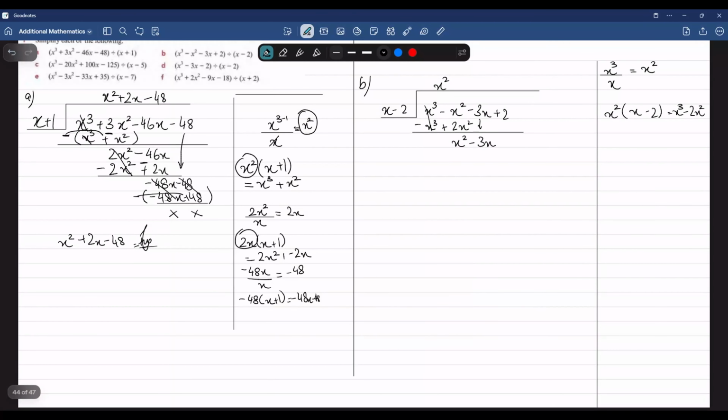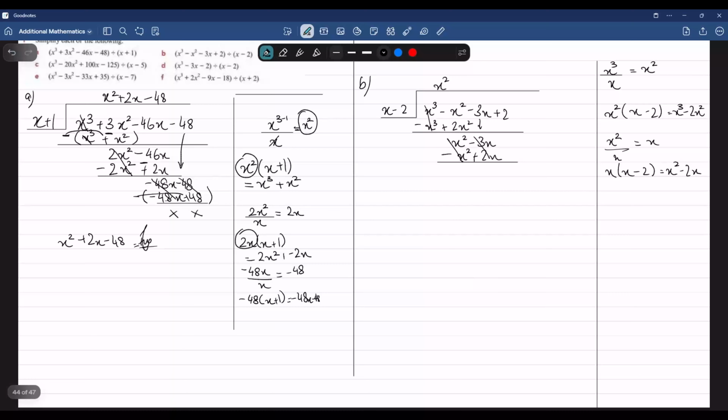Two variables down here. So x squared minus 3x, again x squared divided by x is going to give us x. The x multiplied by x minus 2 is equal to x squared minus 2x. So x squared minus 2x here, again it's going to subtract and this is going to add because we multiply by a negative. So basically, this cancels down.